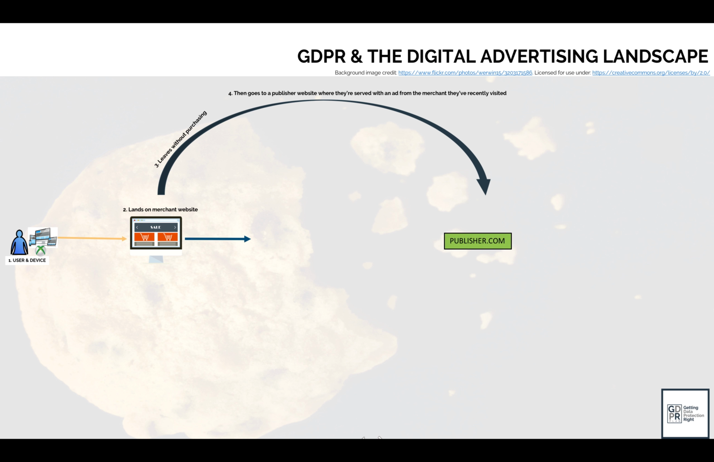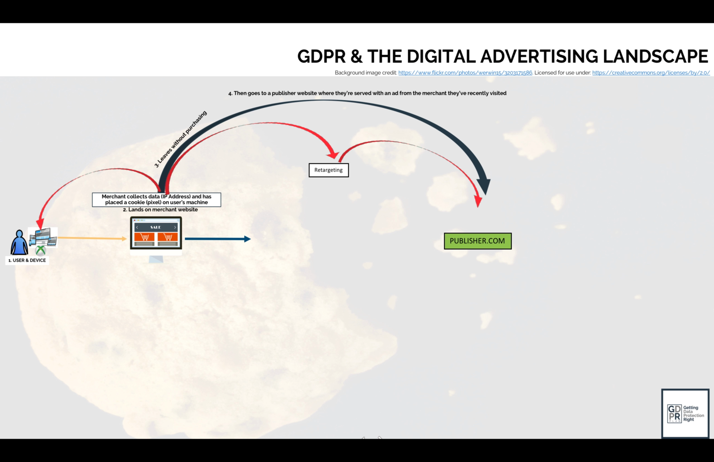So what's happened here is that the merchant, let's call them merchant X, has placed a cookie pixel on the user's device, and with that pixel the merchant is working with a retargeting company that allows that user to be retargeted with an ad from the merchant that they visited, so merchant X, when they visit a publisher website.